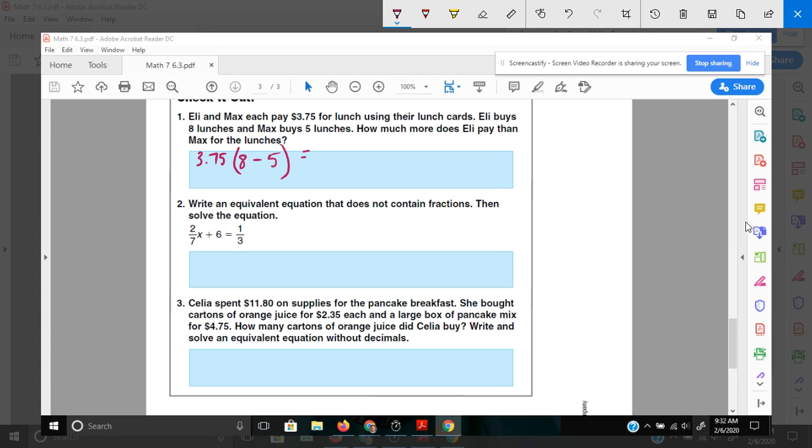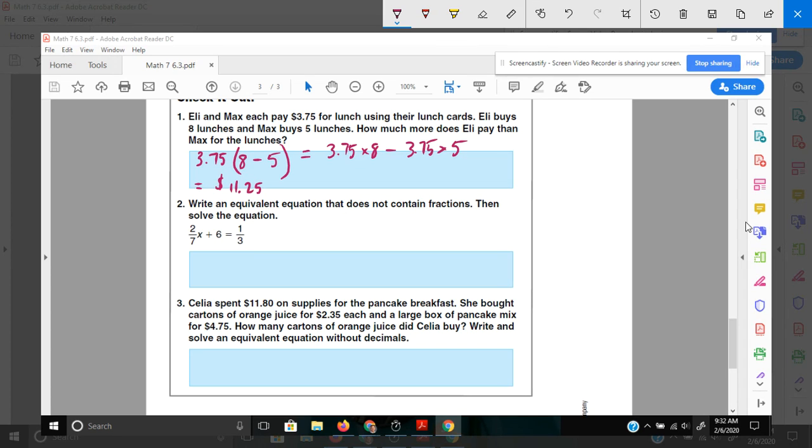Remember, if I were to write an equivalent expression, that means the same thing as Eli's would be 3.75 times 8. The difference between the two, if I were to subtract, Max is 3.75 times, well, he only buys 5 lunches. Okay, do a little math there. 3.75 times, well, 8 minus 5 is 3. And if you multiply 3.75 times 3, you'll come up with $11.25.